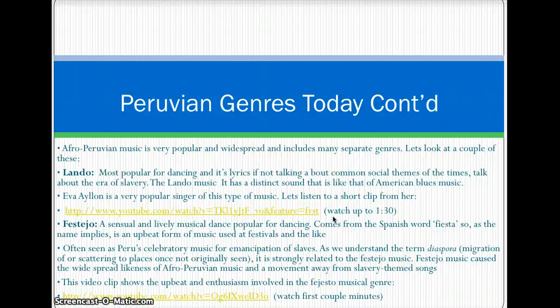The lando music has a distinct sound that is like that of American blues music. Eva Ayano is a very popular singer of this type of music, so we're going to listen to a short clip from her so we can get a feel for what this type of music is like.